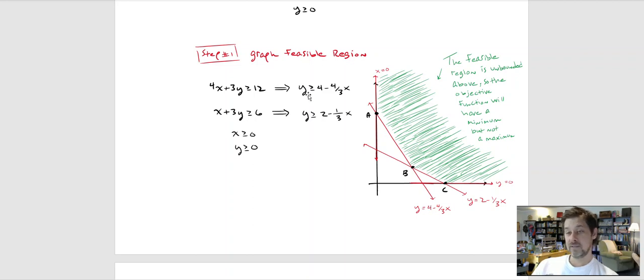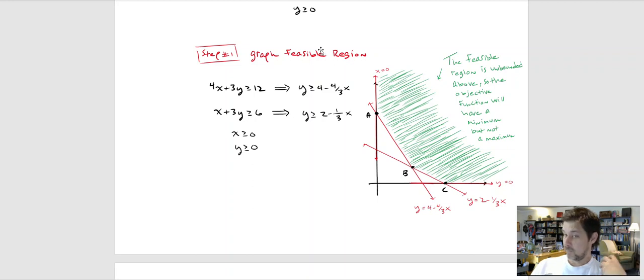The reason is because it says y is greater than or equal to 4 minus 4/3 x. All the points on the line are the points where y equals 4 minus 4/3 x. The points above the line are the points where y is greater than 4 minus 4/3 x. So that would be part of it. Then to take the other one, solve it for y, I'll get y is greater than or equal to 2 minus 1/3 x. That's this line right here.